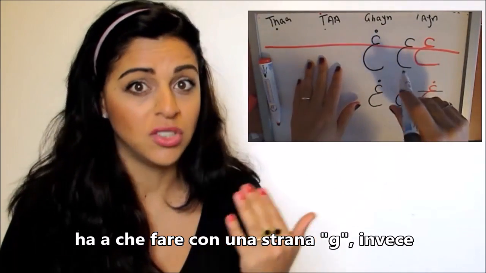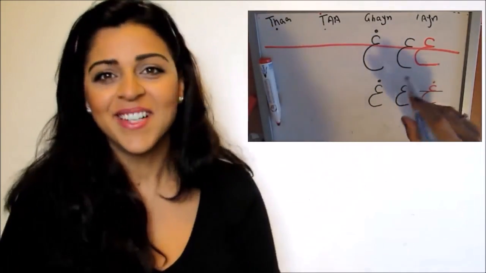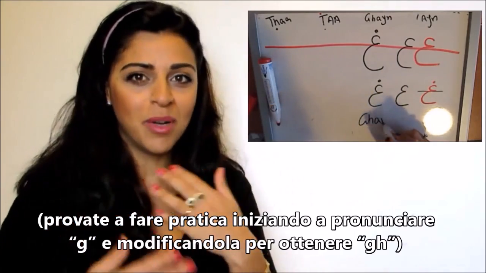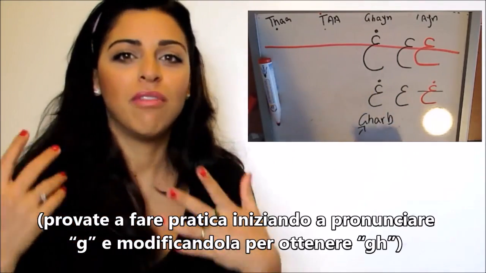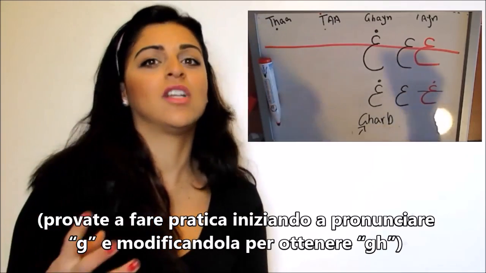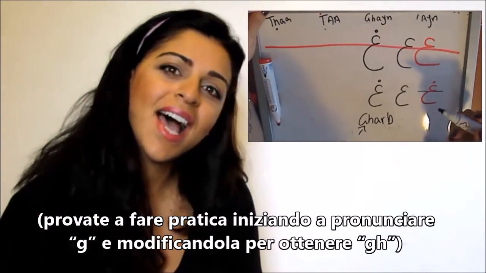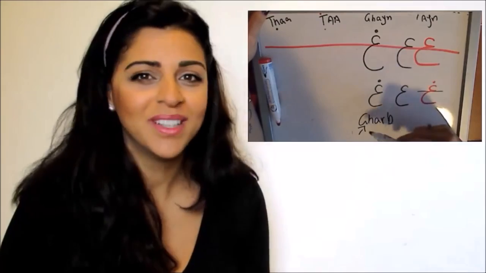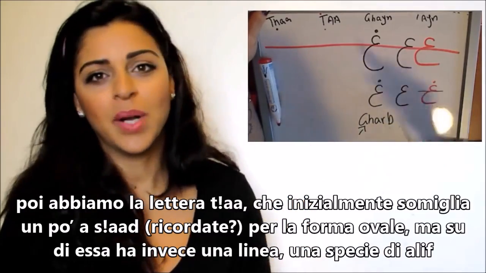The sound of the G in English is G. Right? Remember, try practicing. G. You will find the real pronunciation of this letter. Gharb, Ghazal, Maghrib, Ghurub. Okay, so this is our Ghain.